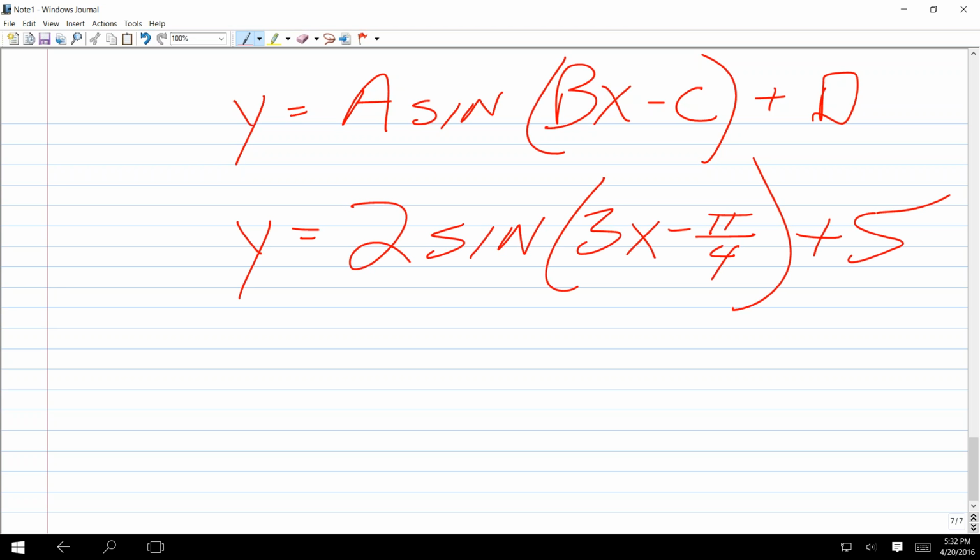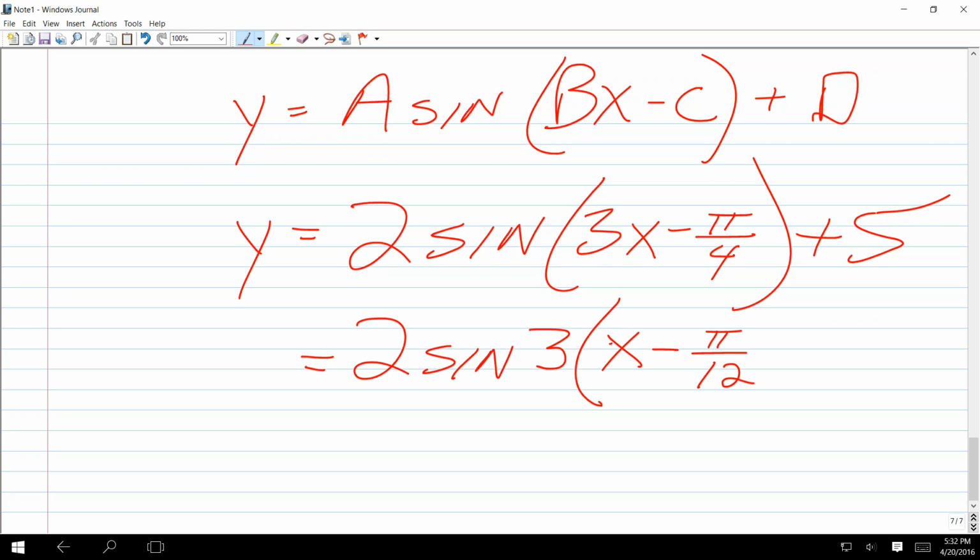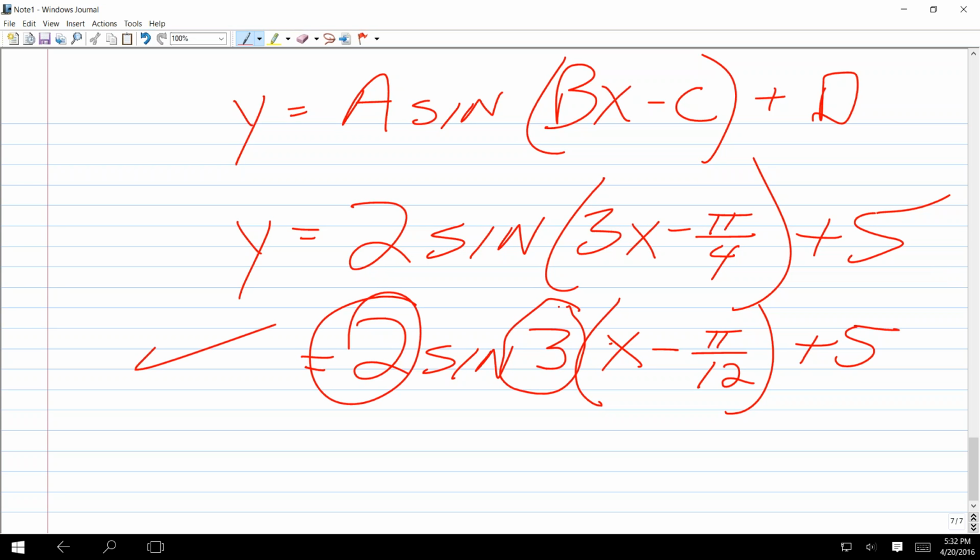The b is inside, right? You have to divide that whole inside by 3 to get it out. Factor out the 3, exactly. In other words, I would want to write this the following way. I'm going to factor out the 3, and what that leaves inside is now this. Once I get it into this format, this is the amplitude, this is the stretch or compress factor, this is the phase shift, and this is the vertical shift.